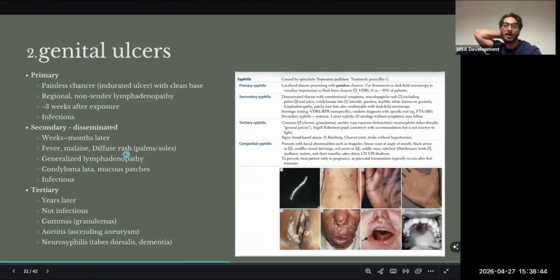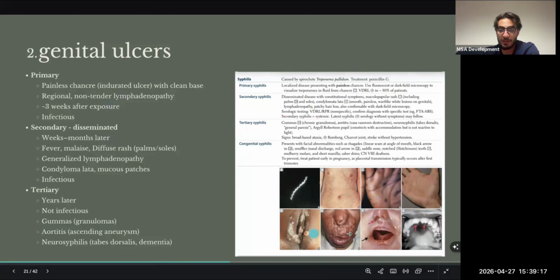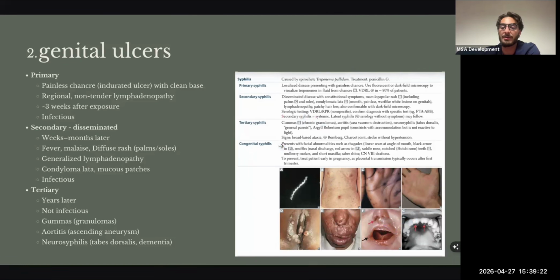I remember I had a question once that confused me. It was a patient who had a necrotic ulcer on the penis, that's the way they described it. And I thought this was primary syphilis, but the word necrotic meant that it was actually a gumma, so it was tertiary syphilis. It wasn't primary. So just keep that in mind. When they mention necrotic ulcers, it's most likely going to be tertiary syphilis. And this is what it would look like. These last two pictures would be seen in congenital syphilis. We don't have to talk about it right now.